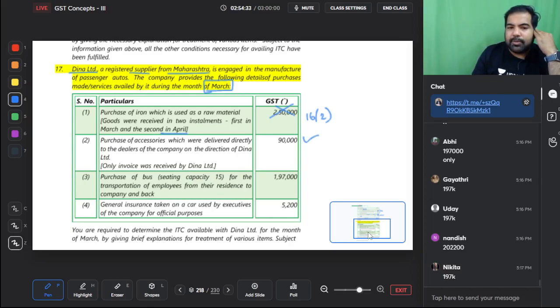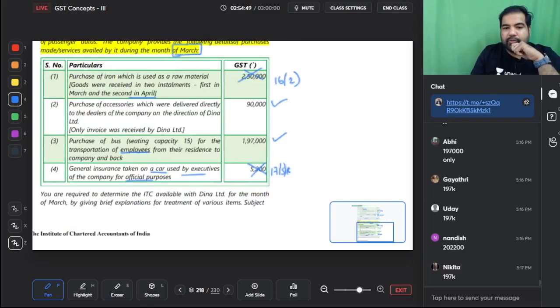This is a bill to ship to model, you will get it, there is no problem with this. Purchase of a bus with seating capacity of 15 for transportation of employees, this you will get because it's not blocked, this is more than 13 passengers. And general insurance taken for a car for official purpose of an executive, the car is not allowed, even this will not be allowed. This is 17(5)(a) or 17(5).